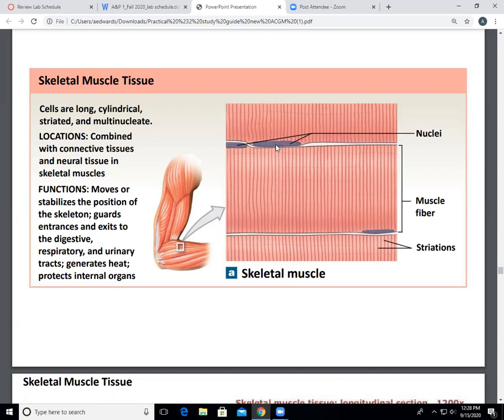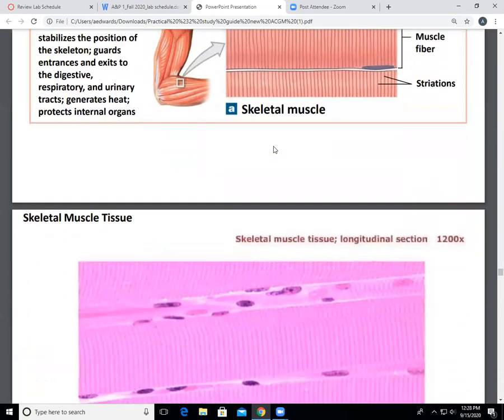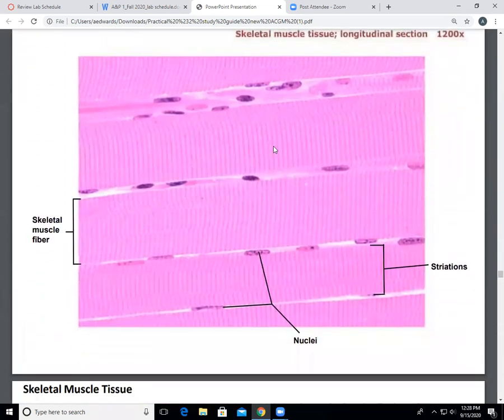And where do you find it? Muscle attached to the bones. Okay. What does it do? Moves your skeleton, right? Generates heat, protects your internal organs. Okay, but that's your skeletal muscle. Here's a microscope view of it. You'll get a chance to see that today.